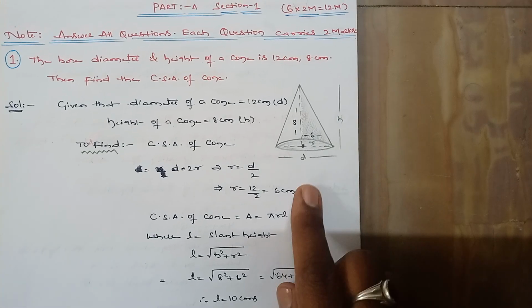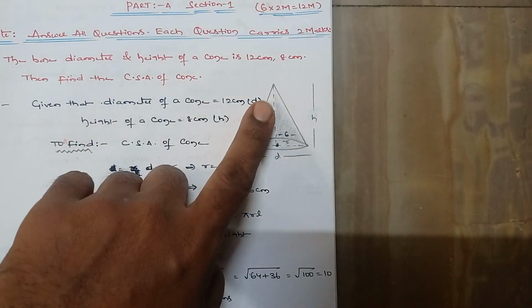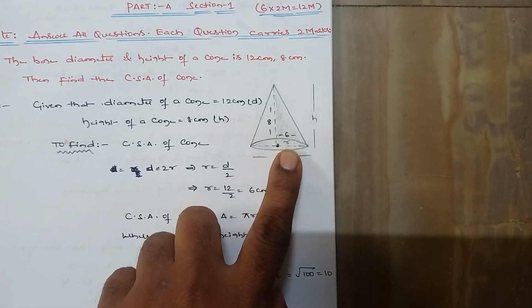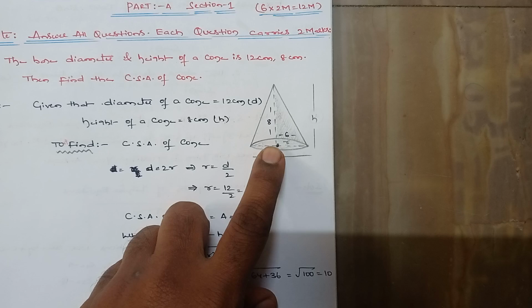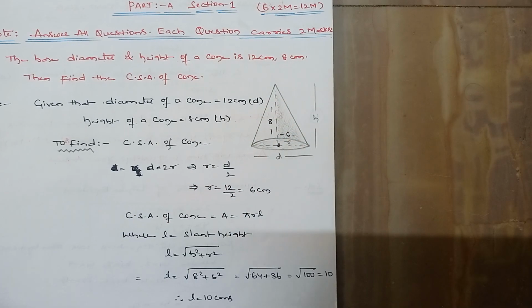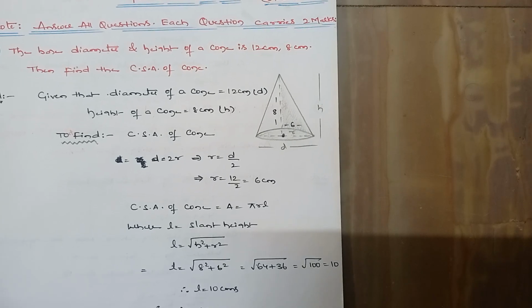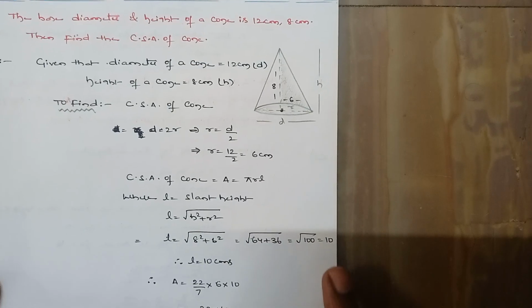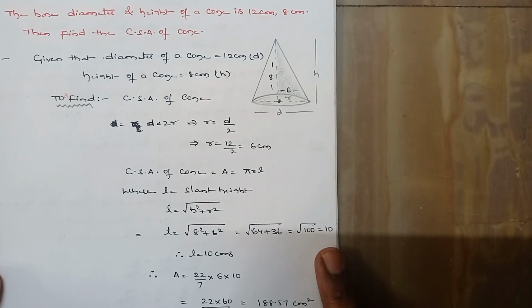So see how this one is looking like a right angle triangle, right? With the base r and height 8 centimeters. Find the slant height, using the Pythagoras theorem: hypotenuse square equals opposite square plus adjacent square. So find the value of L. We get root 100, that equals 10, guys.